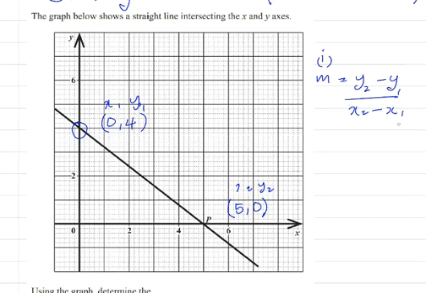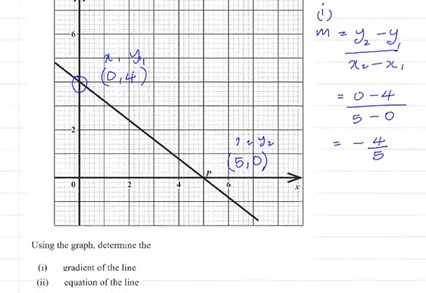Just by looking at the graph, I'm at least expecting the gradient to come out negative, because from left to right, the graph is sloping down. Therefore, the gradient should be negative. So this is going to be 0 minus 4 over 5 minus 0. So the top we have minus 4, the bottom we have 5. So the gradient m is equal to minus 4 over 5, which is what we're expecting.